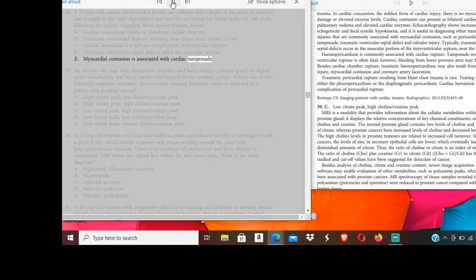39. An 88-year-old man with obstructive uropathy and hard nodular prostate gland on digital rectal examination was being further investigated for his prostate cancer. Which one of the following magnetic resonance spectroscopic imaging metabolic peaks is expected in a patient with prostate cancer? A. High citrate peak, low choline/creatine peak. B. High citrate peak, high choline/creatine peak. C. Low citrate peak, high choline/creatine peak. D. Low citrate peak, low choline/creatine peak. E. Low citrate peak, normal choline.